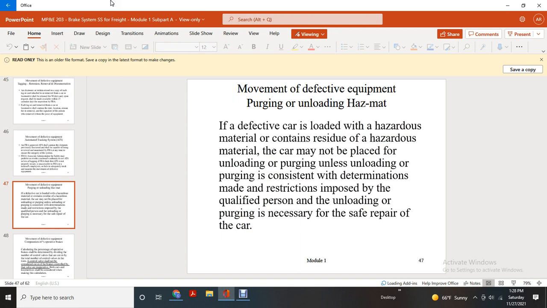Movement of defective equipment: purging and unloading of hazmat. A defective car loaded with hazardous material, or containing residual hazardous material, cannot be placed for unloading and purging unless the unloading or purging is consistent with the determination made and restrictions imposed by the qualified person, and is necessary for the safe repair of the car.